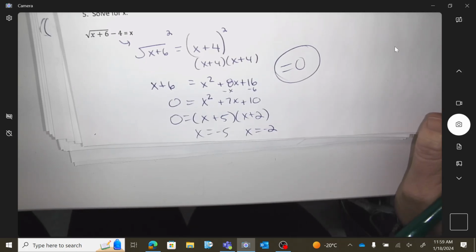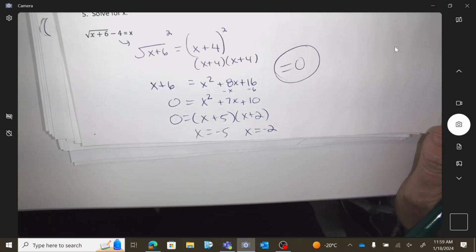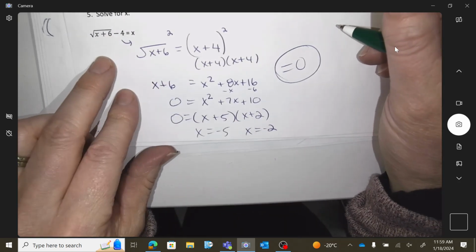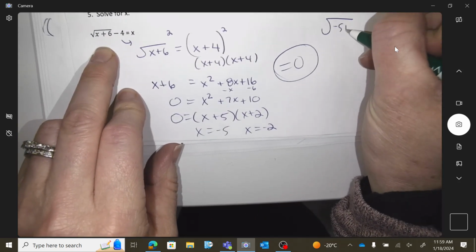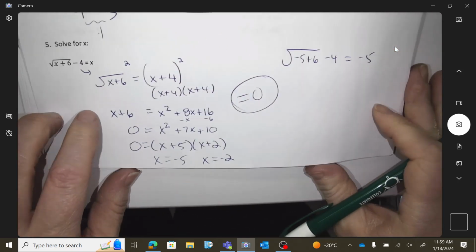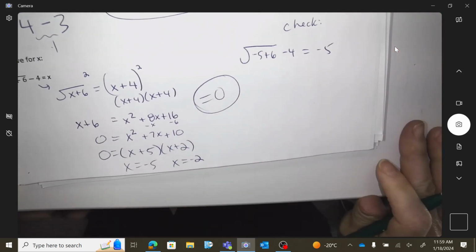Okay, do not stop there though. There's something else. Check it. With radicals, they're tricky, right? Because you can't just square root anything. So you have to be careful here. So let's plug in a -5. So here's my check. I'm going to plug in a -5 and see what happens.